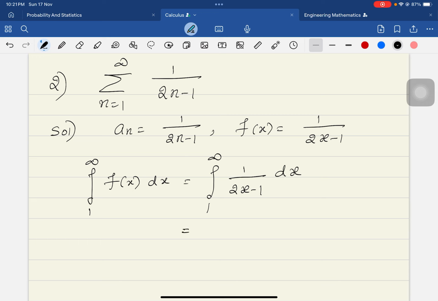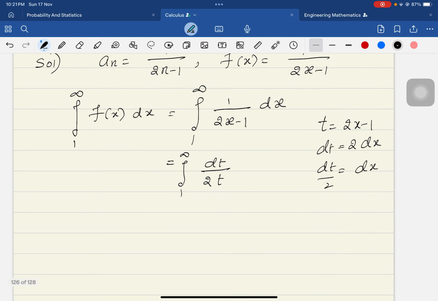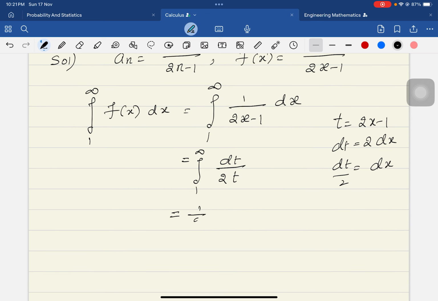Now how to do this integral? Put t equals 2x minus 1. So dt gives you 2 dx, so dx is dt by 2. Let us substitute all this. Then the integral of 1 dx becomes dt by 2 times t, since 2x minus 1 is t. So we can write it as half of the integral of dt by t. The integral of dt by t is ln t. So it is half of ln t.